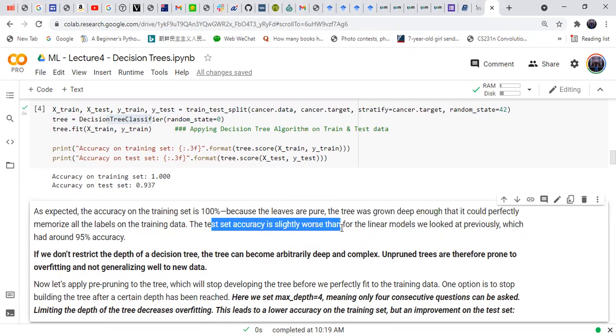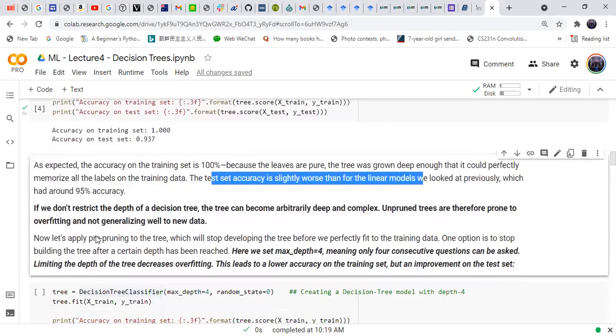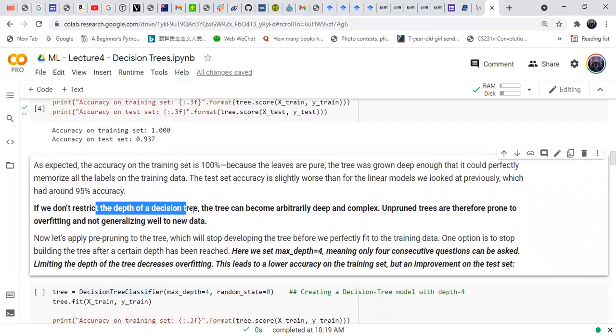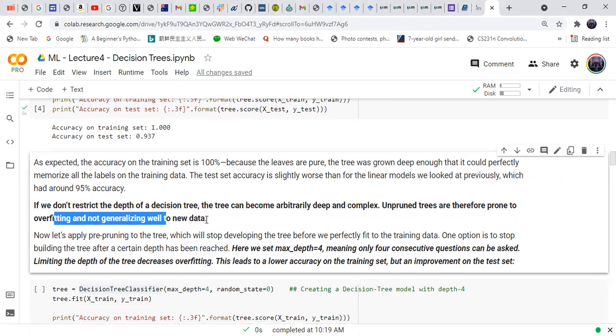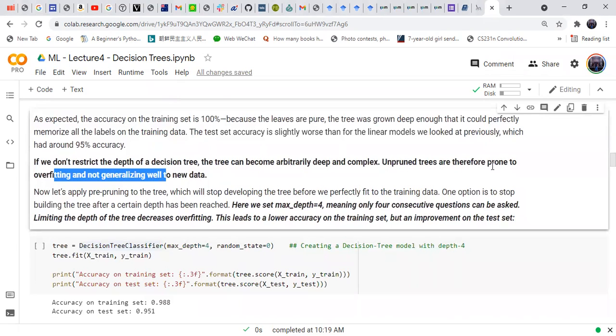The test set accuracy is slightly worse than for the linear model. We ran this same code with the linear model, and previously the accuracy was around 95%. If we do not restrict the depth of the decision tree, the tree can become arbitrarily deep and complex. Unpruned trees are therefore prone to overfitting and do not generalize well to new data.